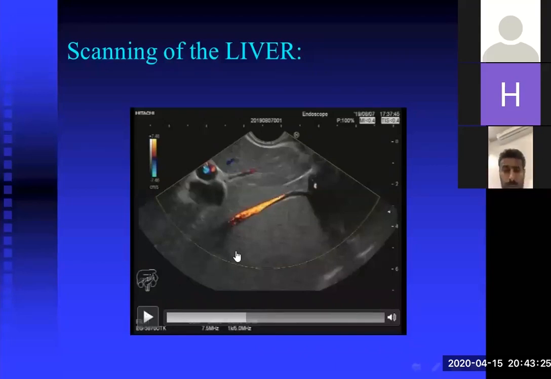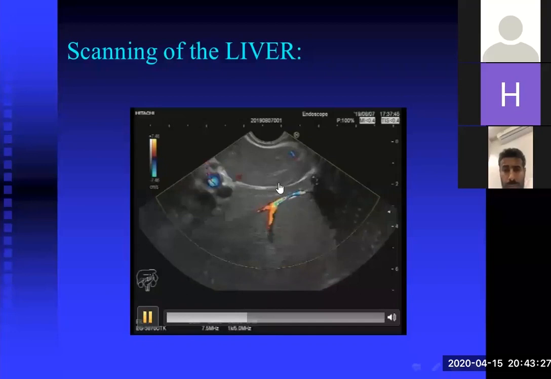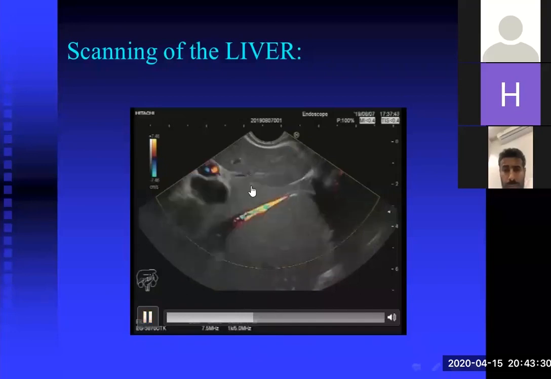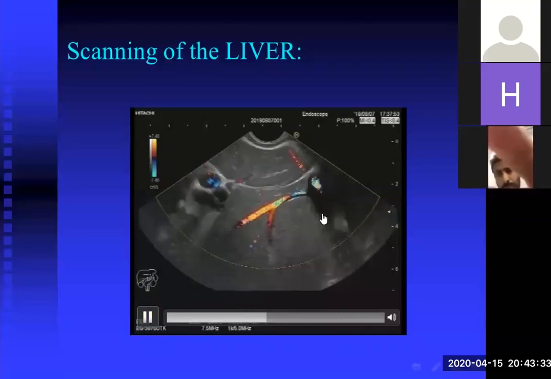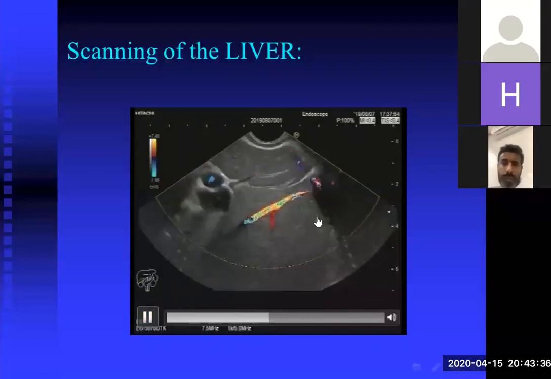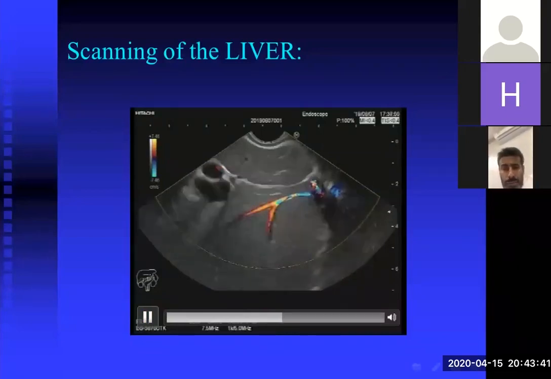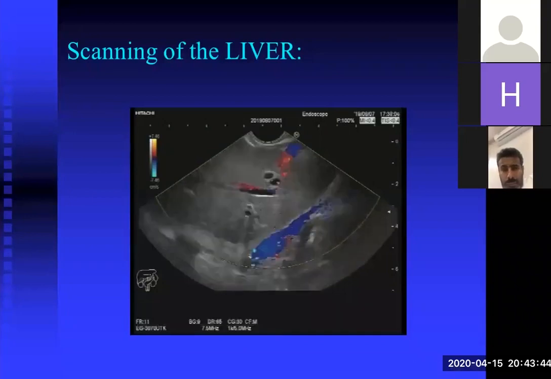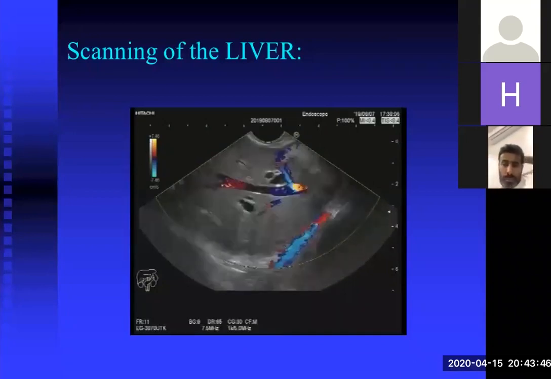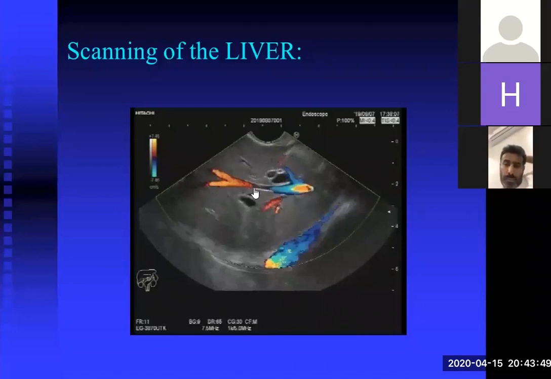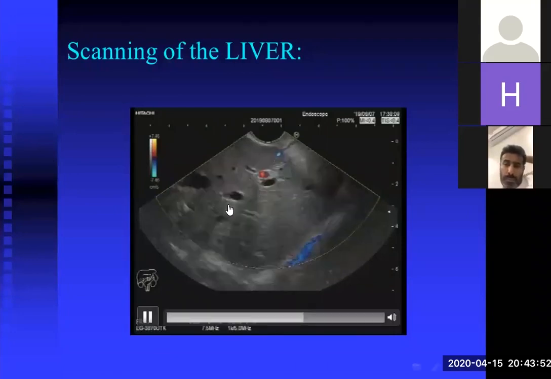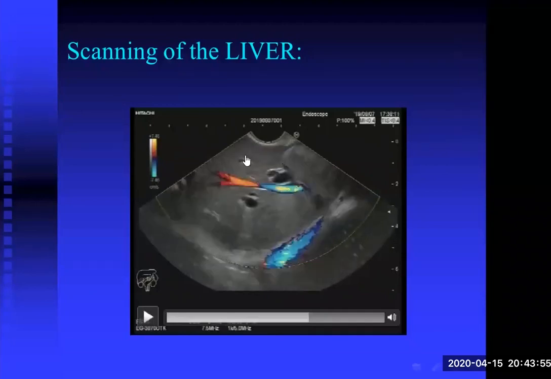Then let us continue. Yes, this is the ligamentum venosum very well. And then I will do more and more anti-clockwise rotation to see the left hepatic vein. Yes, this is the left hepatic vein, very nicely seen. And this is segment 2 and segment 3. Segment 2 is the segment where we can do hepaticogastrostomy. This is segment 2, and segment 3, and the left hepatic vein.